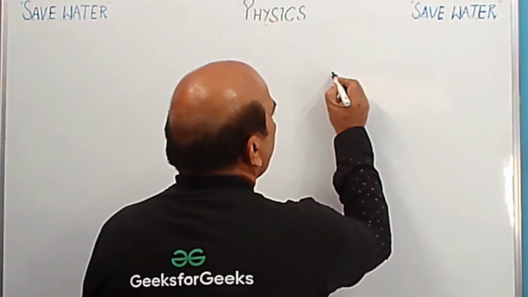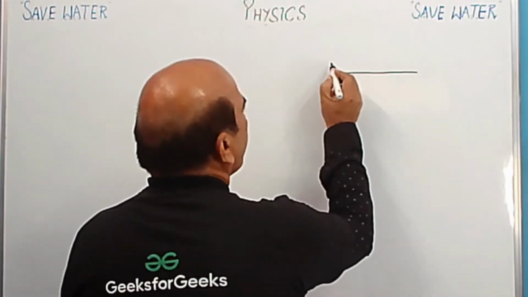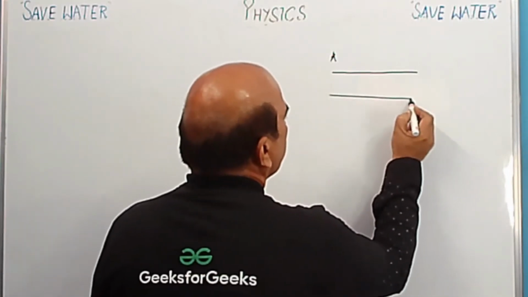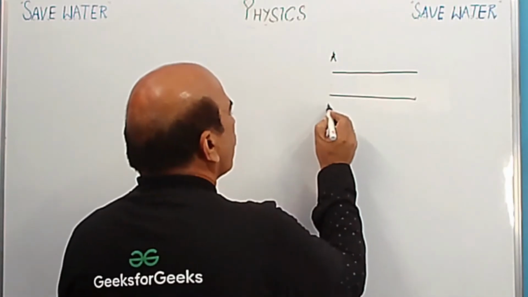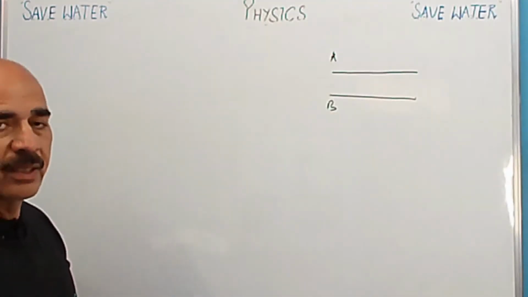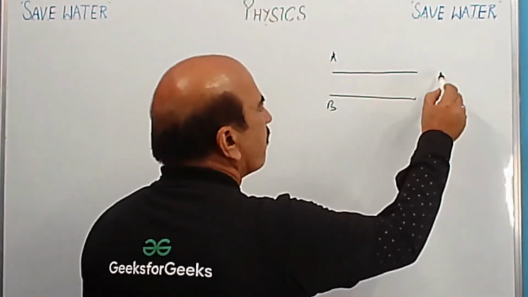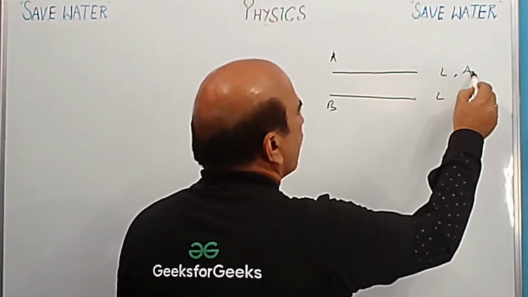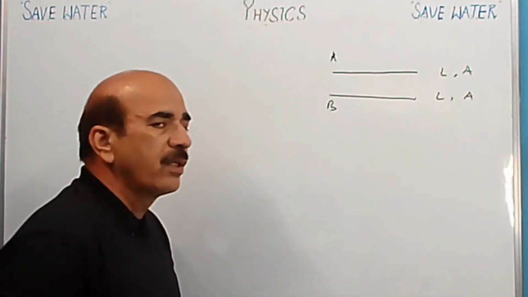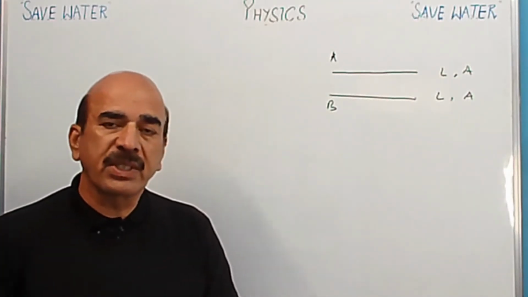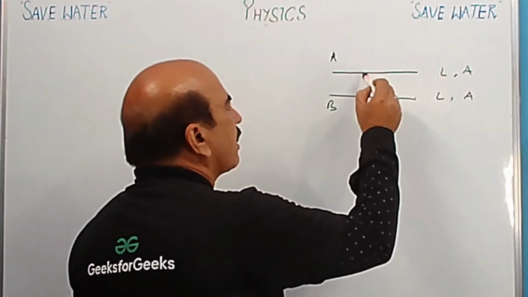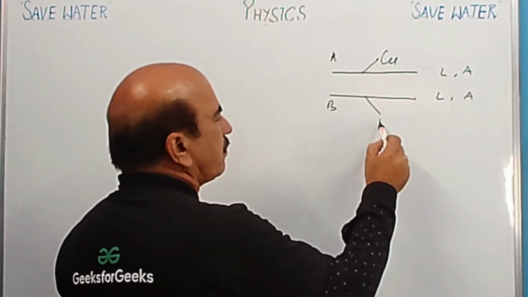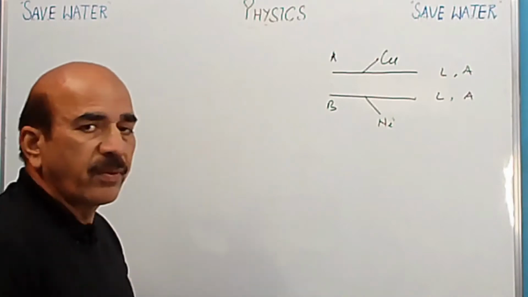So there are 2 conductors, this is one conductor A and this is another conductor B, and both are of the same length. Length is same: its length is L and its length is L. Its area of cross section is A and its area of cross section is also A. So both have same length and same area of cross section, but this conductor is made of copper and this is made of nichrome.